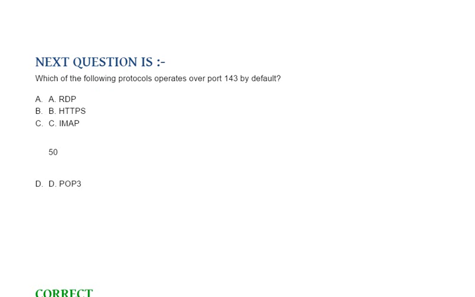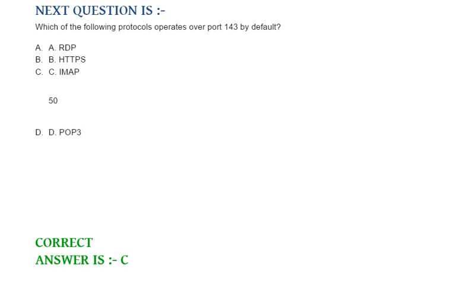Next question is, which of the following protocols operates over port 143 by default? Option A. RDP. Option B. HTTPS. Option C. IMAP. Option D. POP3. Correct answer is option C.